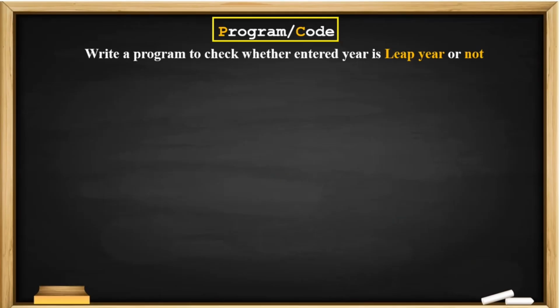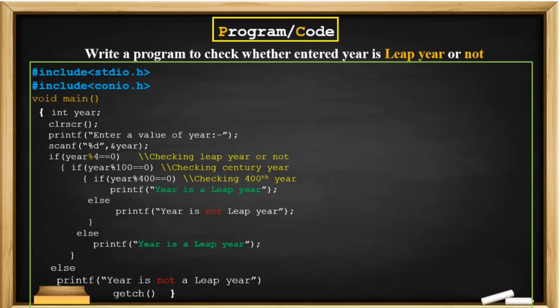Now we are going to study the actual code in C language to print whether entered year is a leap year or not. First of all, initialization of standard library files such as stdio.h and conio.h is done. In main function, we read value of year and store it in a variable year. In first condition, year mod 4 double equal to 0, this condition checks whether it is exactly divisible by 4 or not. If this condition is satisfied, then we check whether it is a centurieth year by using condition year mod 100 double equals to 0.